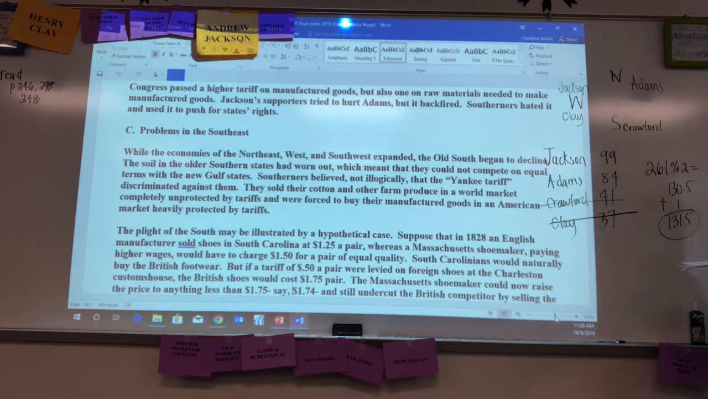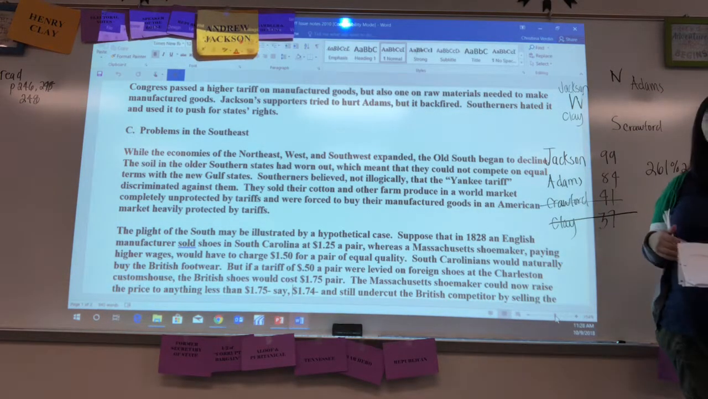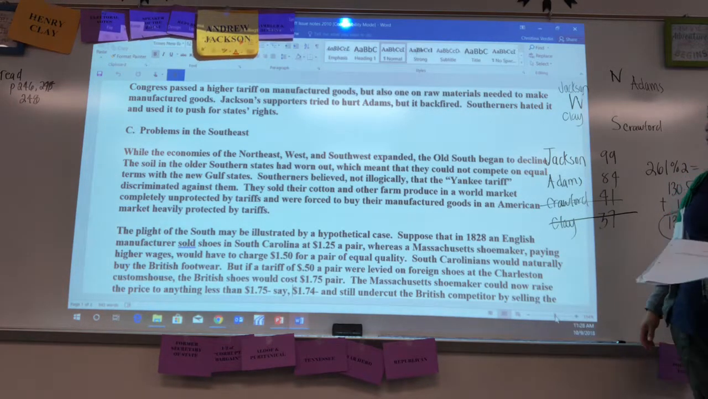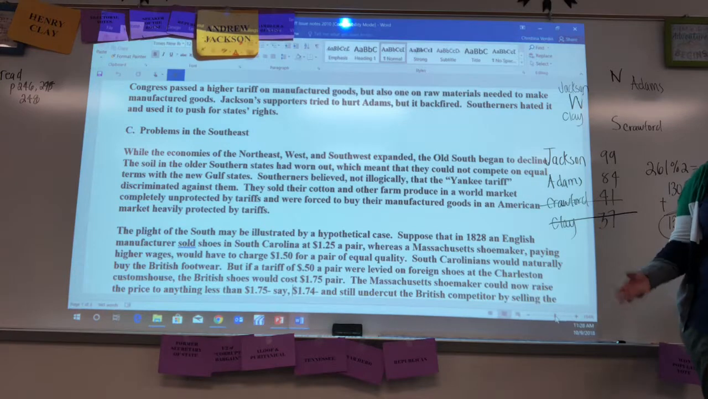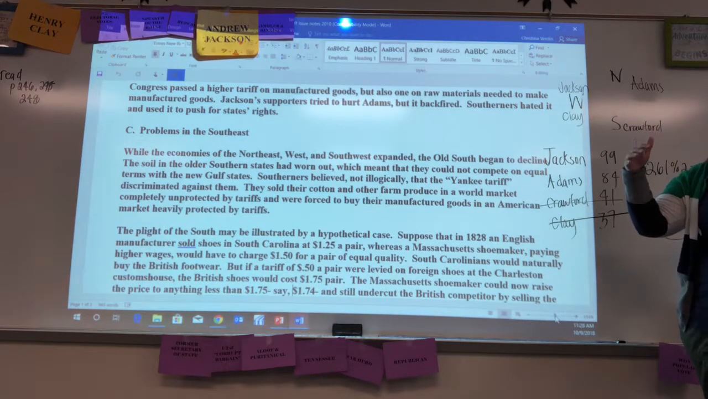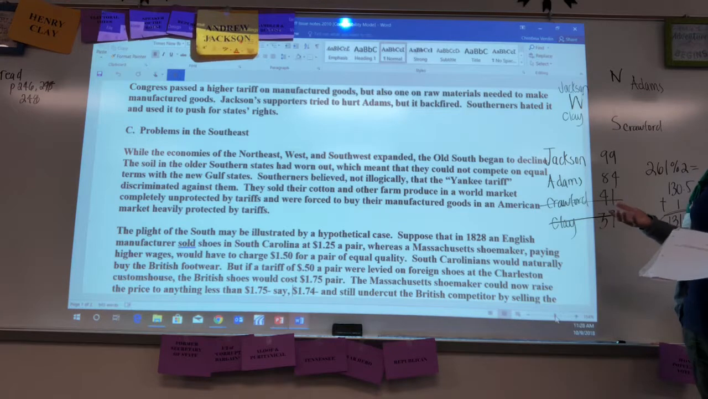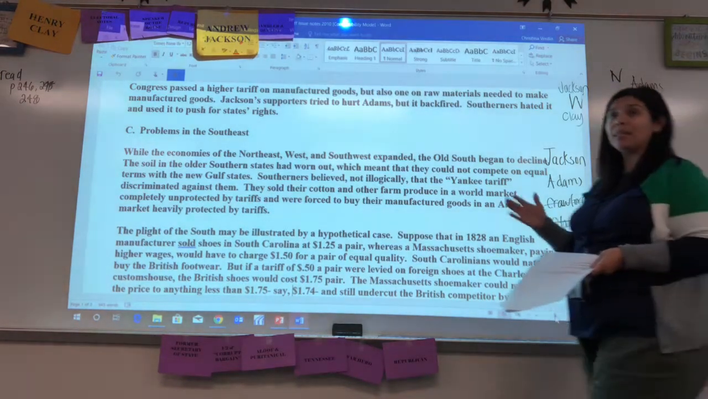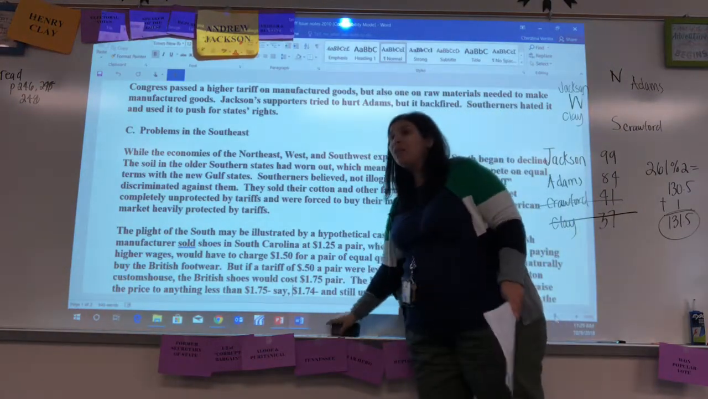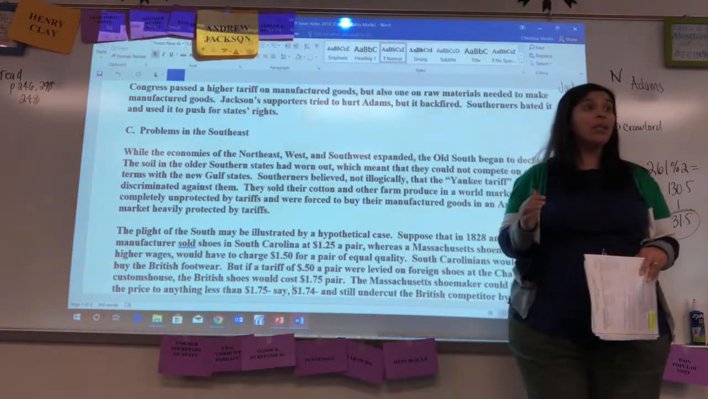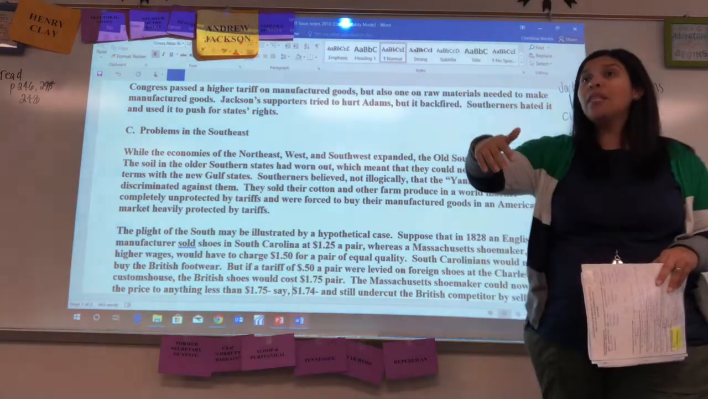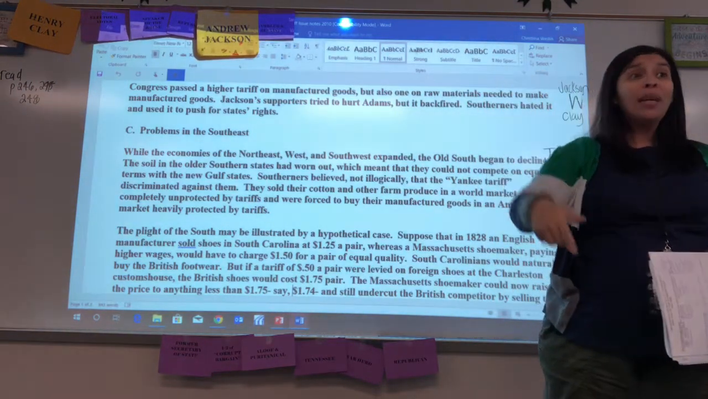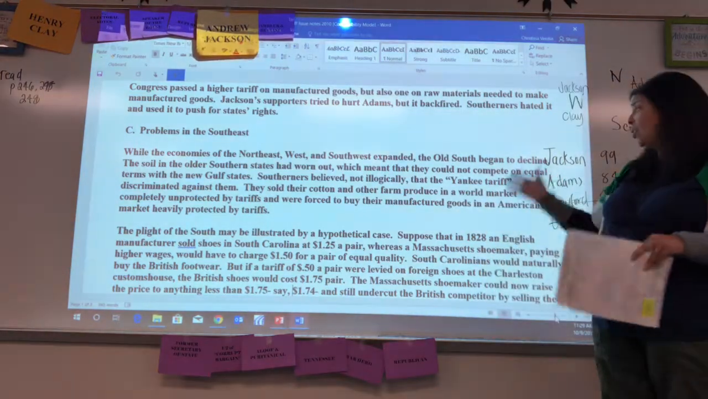So what we need to do is we need to understand the tariff a little bit more. When the economies of the North and the West and the South were expanding, the Old South began to decline. The soil in the southern states had worn out. That was the fertility, remember we saw that in one of the questions, was depleting, which meant they could not compete on equal terms with the new Gulf states. Southerners believed, not illogically, that the Yankee tariff discriminated against them because what's happening to prices? They're going up. What's happening to their farms? Are their farms producing as much as they once were? So the farms are declining, so what's happening to their profits? It's going down. And so they were like, this tariff, it's hurting us.